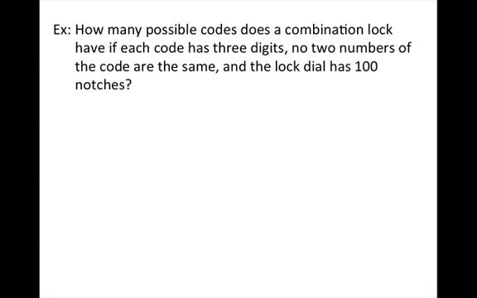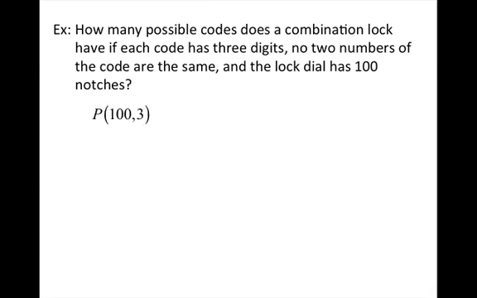Now let's look at some examples of word problems using permutations. How many possible codes does a combination lock have if each code has 3 digits, no 2 numbers of the code are the same, and the lock dial has 100 notches? So in this case, I have a 3-digit code. And when you have a code, order is important. If the combination code to your lock is 123 and you enter in 321, the lock will not open. So the order of the digits in the code does matter. Since order matters, this is a permutation.